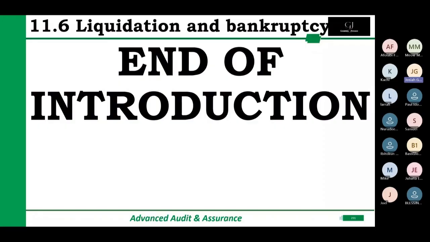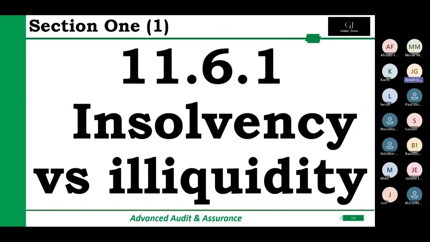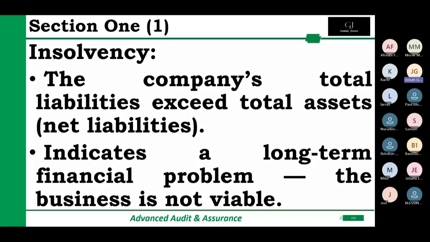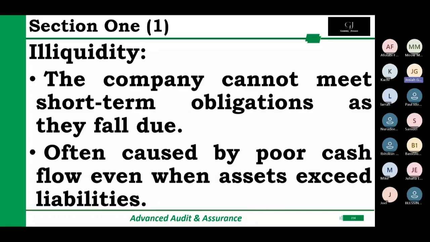All right, so that's a general introduction. Let's look at insolvency versus illiquidity. Now, insolvency, like we said earlier, is when a company's total liabilities are higher in amount than its total assets. So the net liabilities are a positive figure compared to the total assets, and it indicates a long-term financial problem. Practically, it speaks to the business not being viable. That's what insolvency means. But illiquidity means the company cannot meet its obligations in the short term, but in the long run they are looking okay. The assets are above their liabilities in the long run.